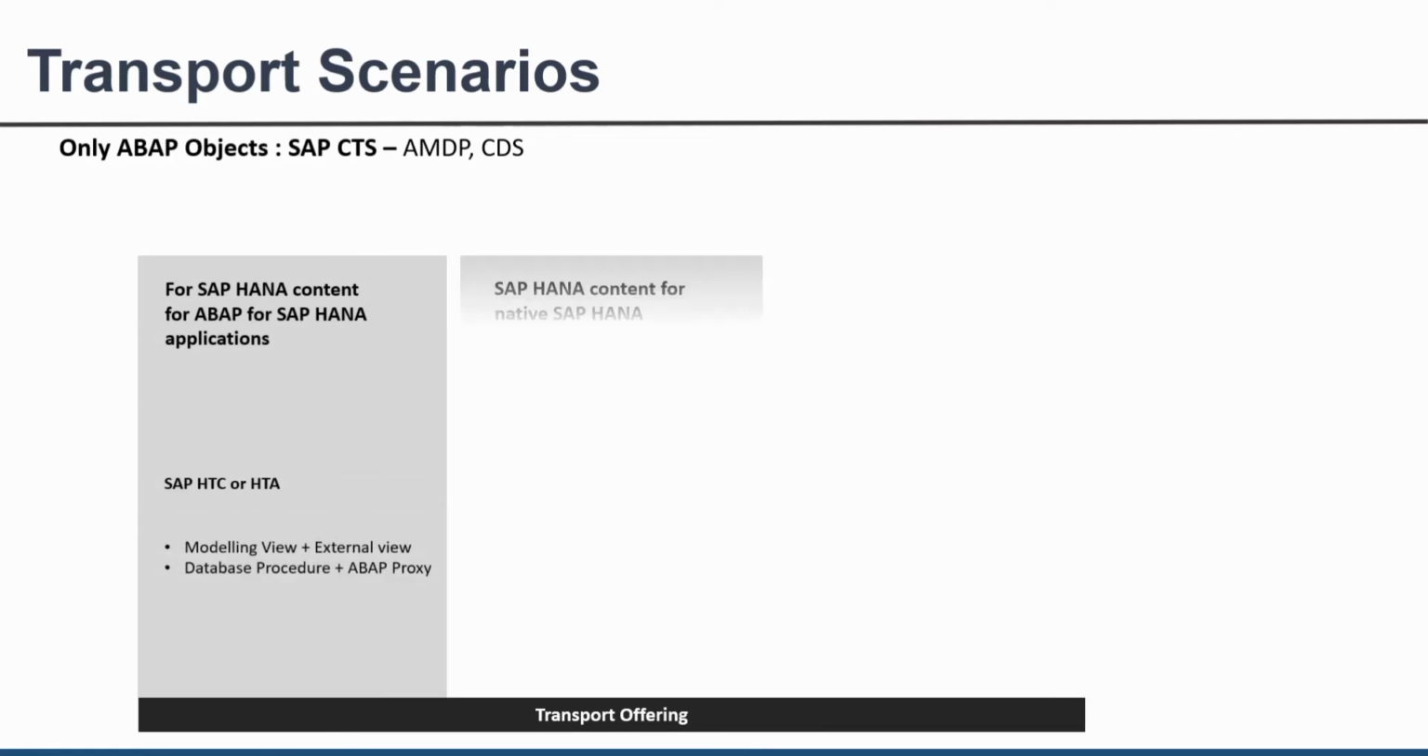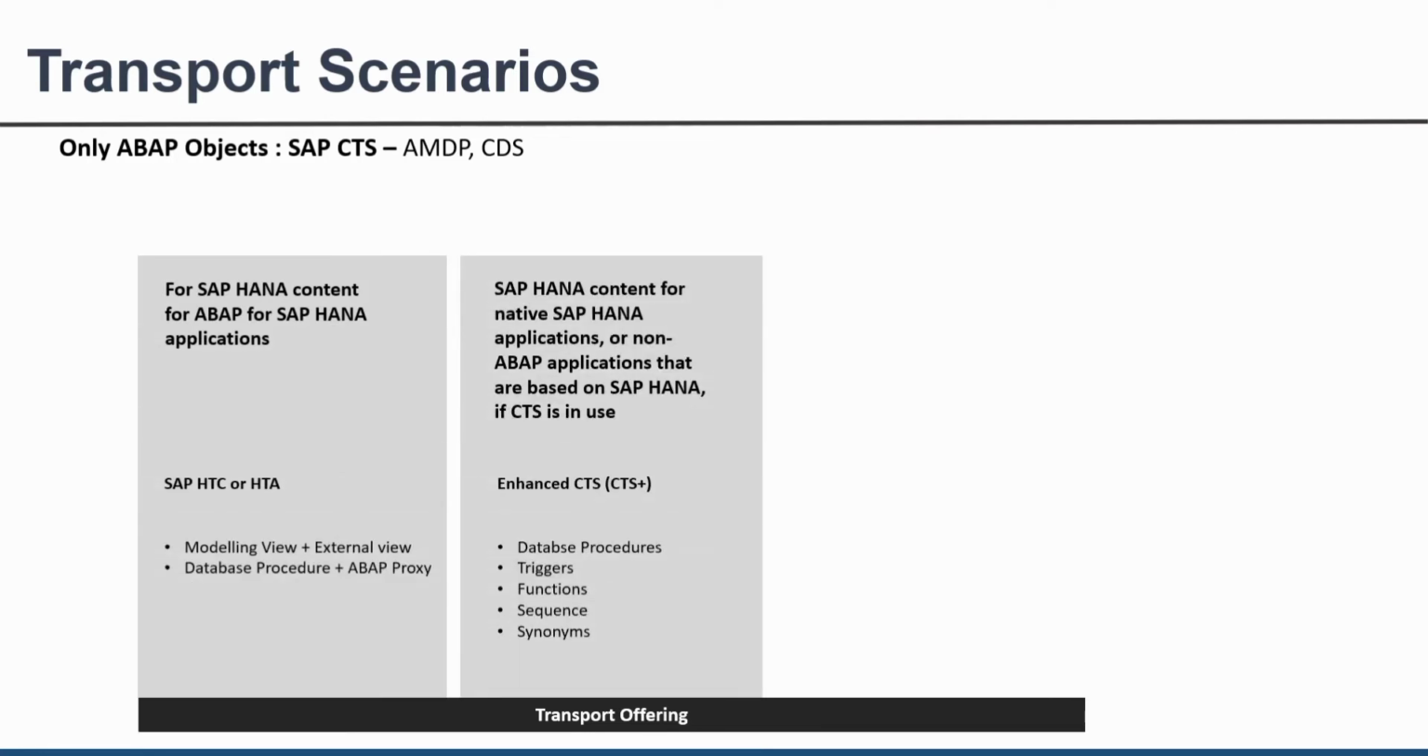The second scenario is if you have a HANA object as well as an ABAP object. We say SAP HANA content for ABAP for SAP HANA applications. That means you have a combination of a HANA object as well as an ABAP object. For example, if you have created a modeling view and on top of that you have created an external view, or if you have created a database procedure and on top of that you have created an ABAP proxy, and now you want to transport both these objects from one system to another, in that case you can use HTC, that is HANA Transport Container, or HTA, that is HANA Transport for ABAP.